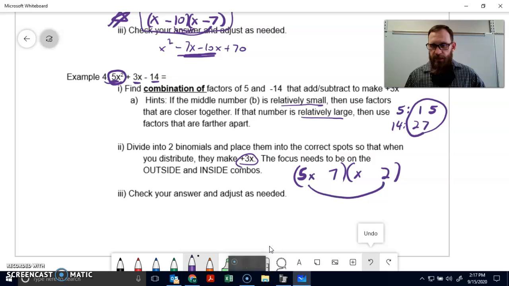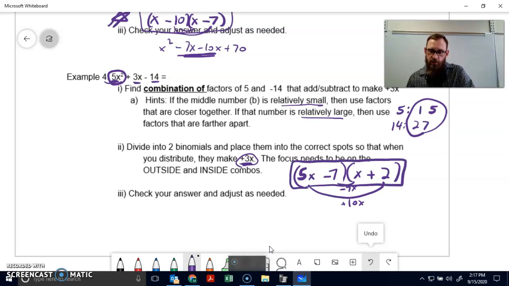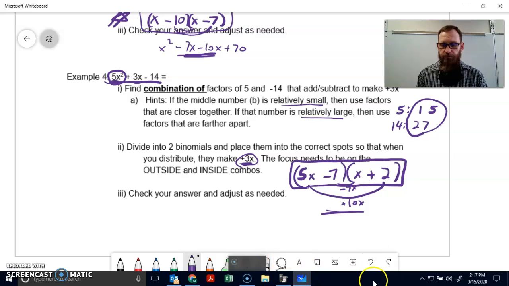So now I get 10 on the outside, 10x, 7x on the inside, but I need to get a plus 3 out of that. Okay, so let's make the 10 positive and the 7 minus. So 10 minus 7 gives me the right combination to make 3x. And you can check that. You can distribute this out. And we've kind of already checked it here by doing this outside and inside stuff. And you'll see that it gives you back this original equation.